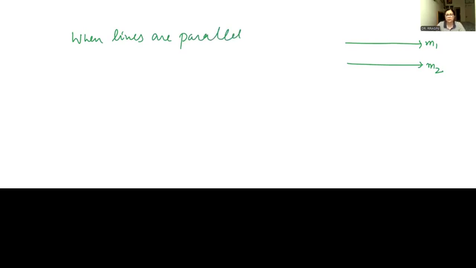Before that, I would like to tell you a few particular cases. If two lines are parallel, let their slopes be M1 and M2. When lines are parallel, what happens? The angle between them is 0, so tan theta is 0, or we can simply say that M1 will be equal to M2, right?